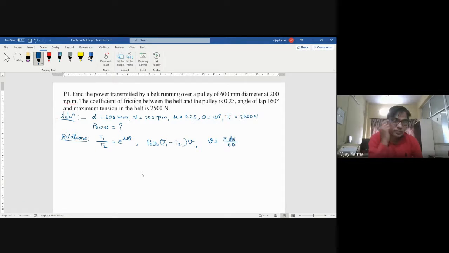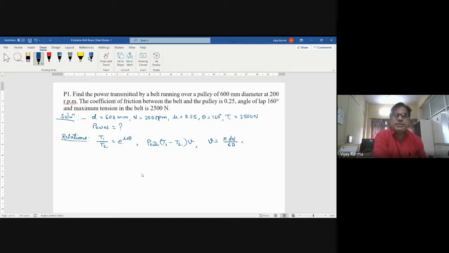So this we can find out. And what more relations do we have? We don't need the length of the belt here, so we don't write that relation. I think these relations are sufficient to find the power transmitted. Okay, so next, let's calculate. We require T1, T2 and V. T1 is given directly as 2500, so we'll use that, and for T2 we'll use this relation.